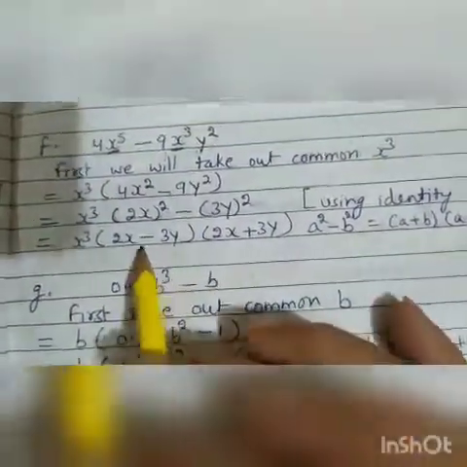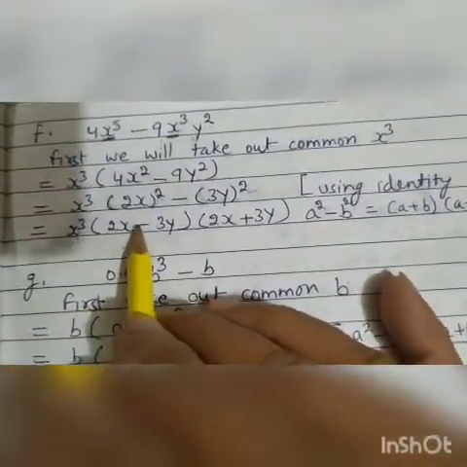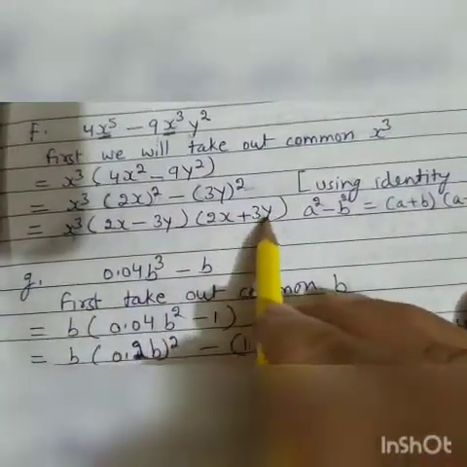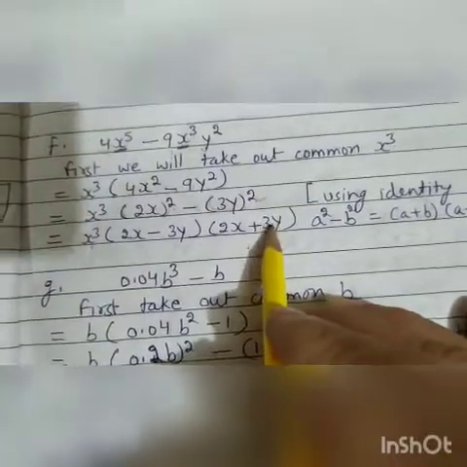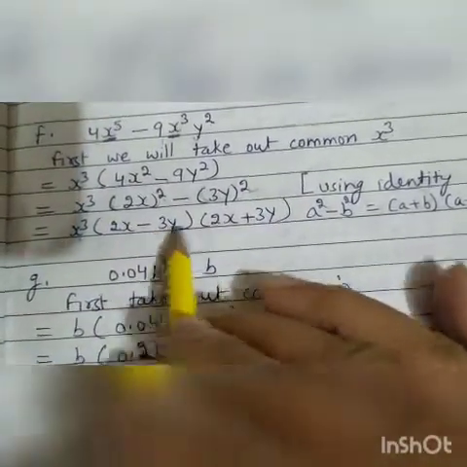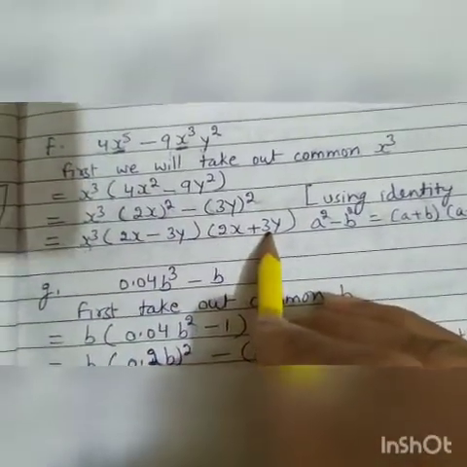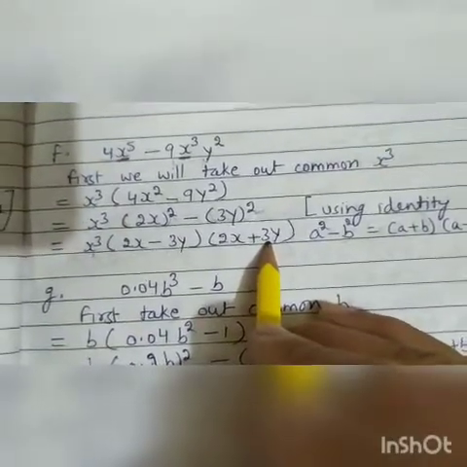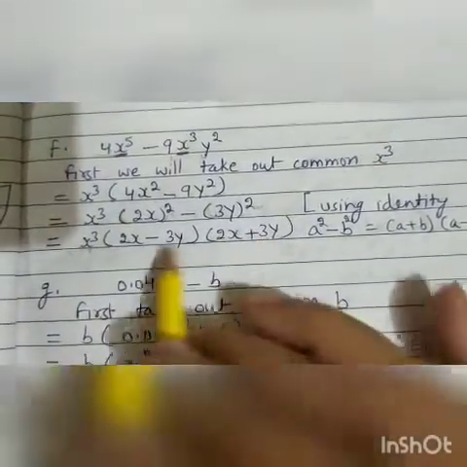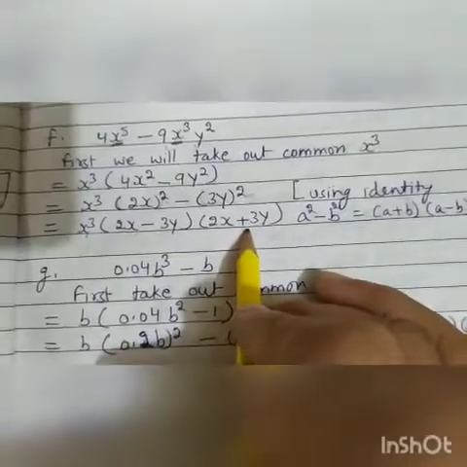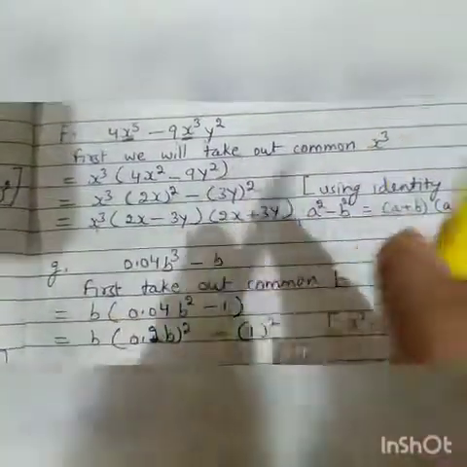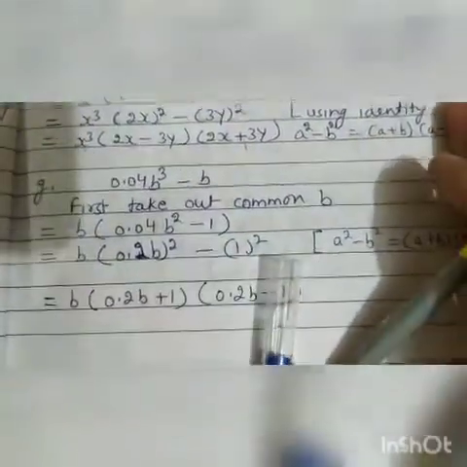Students, see here. If we write first 2x plus 3y and then 2x minus 3y, it is correct. If we write 2x minus 3y first and 2x plus 3y second, then also it is correct. Both are correct. Now come to part G.